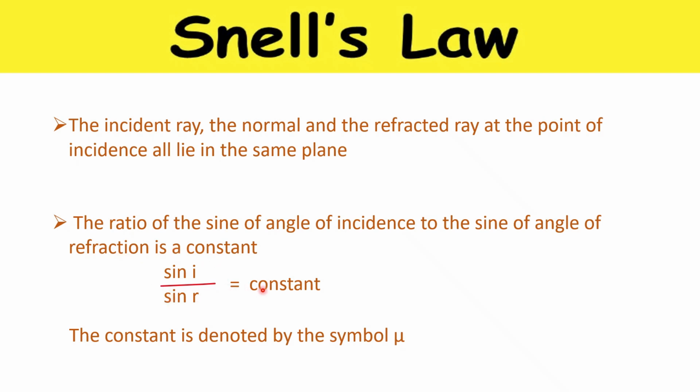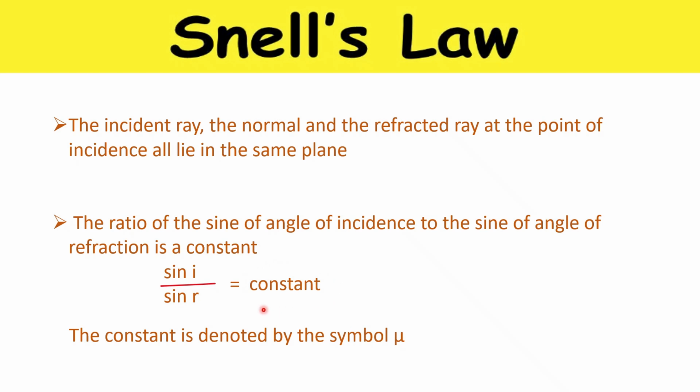This means that sin i to sin r is a constant, that is the value always remains the same, it does not change. Let's say angle of incidence or angle of refraction can increase or decrease, but the ratio of the sine of angle of incidence to the sine of angle of refraction will always remain constant, it will not change.